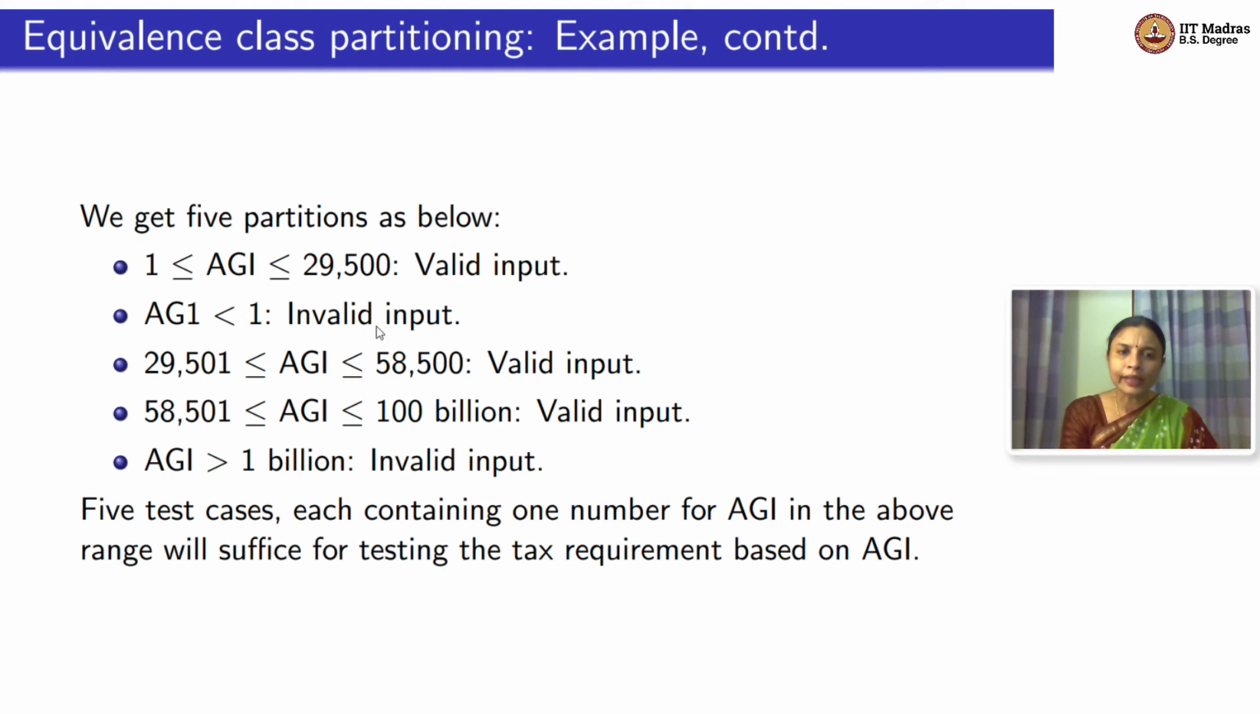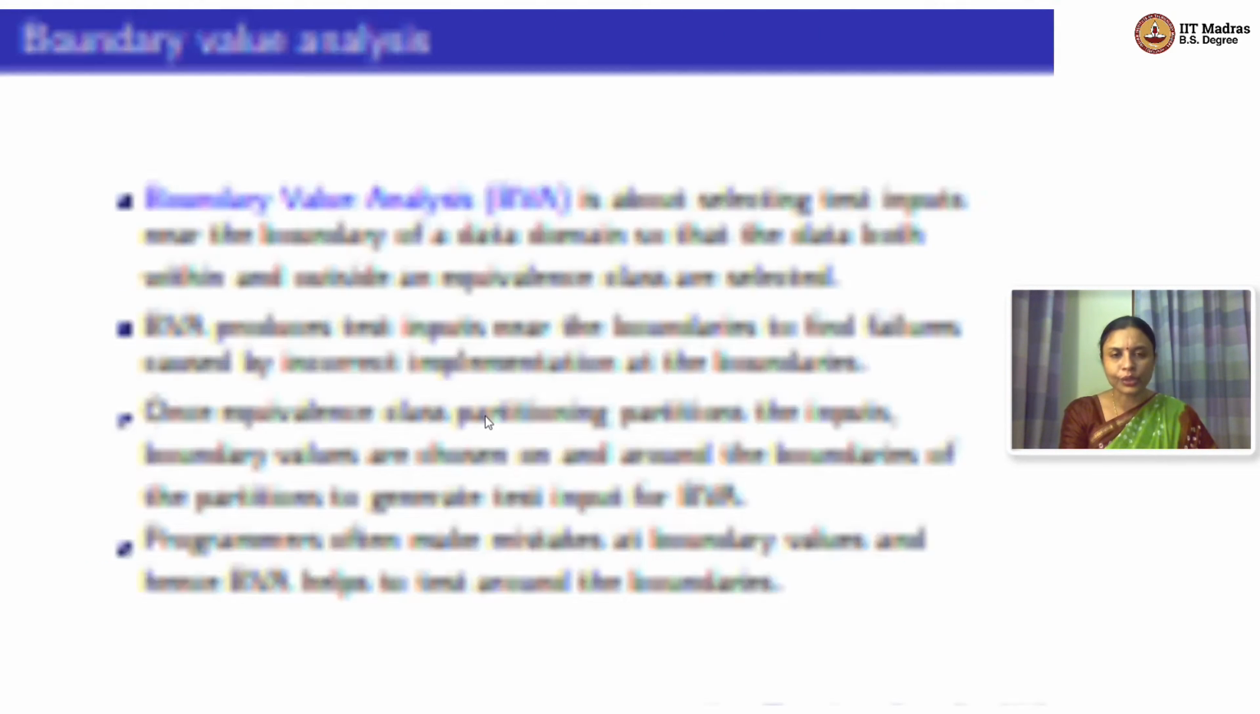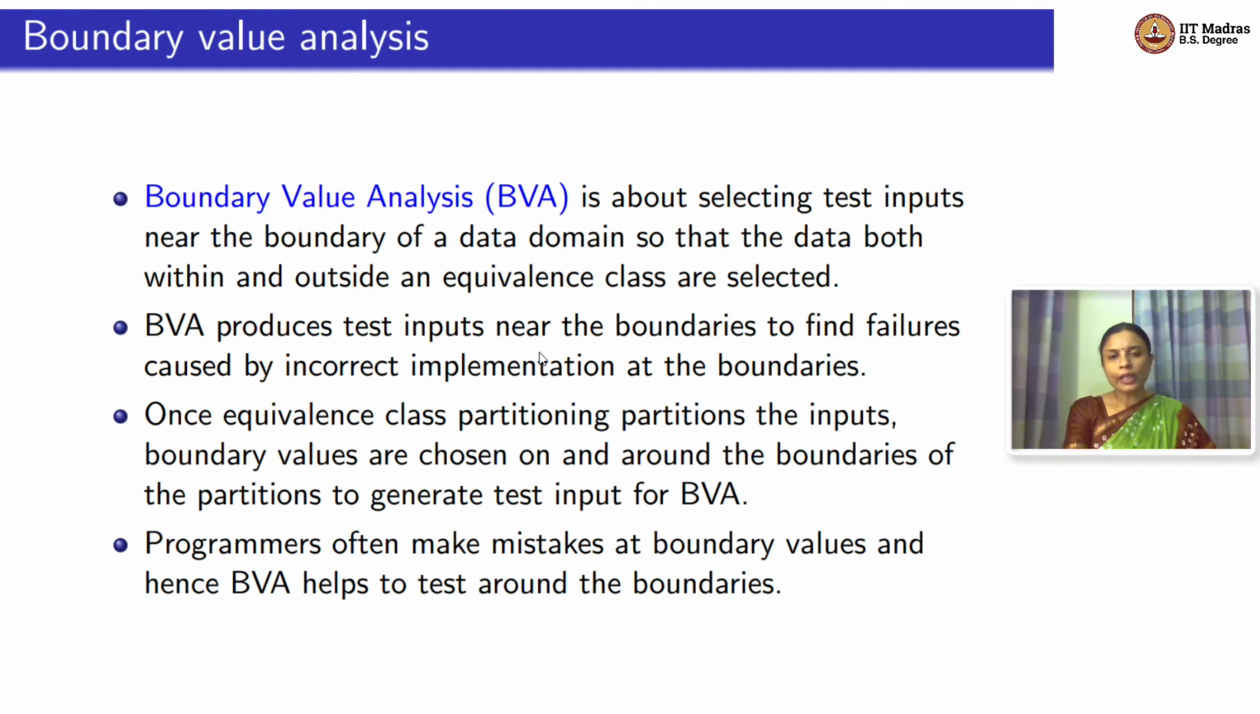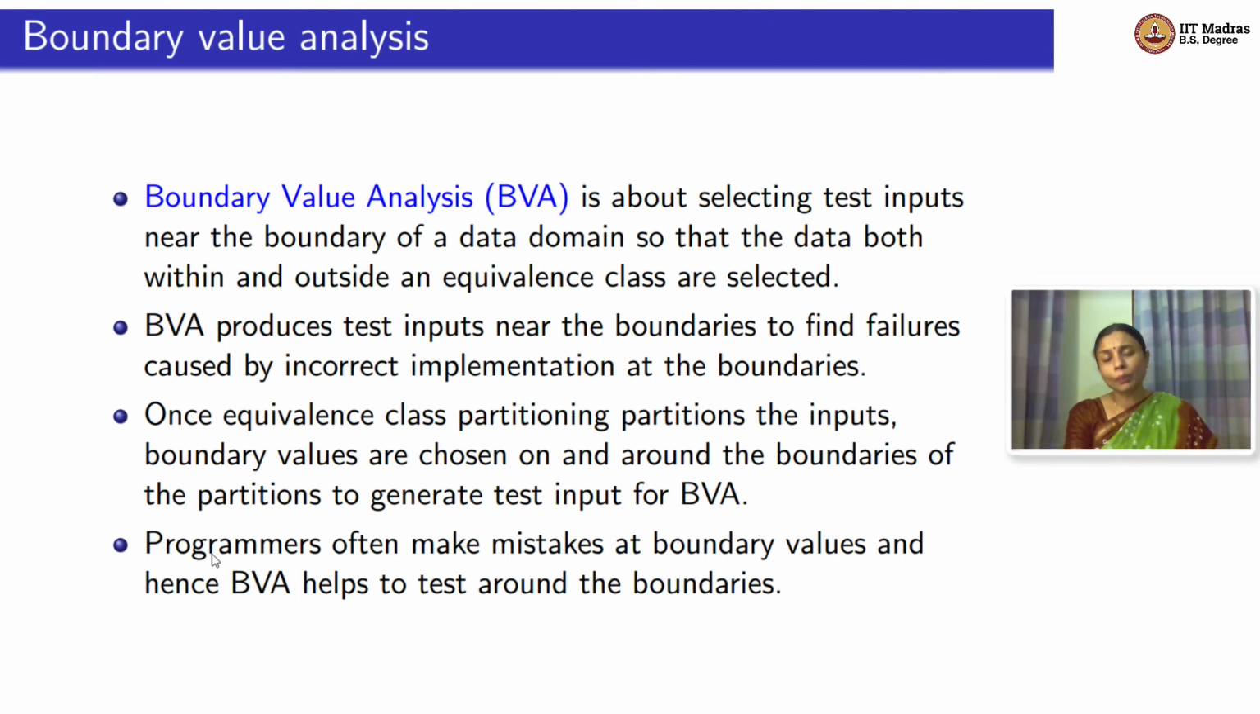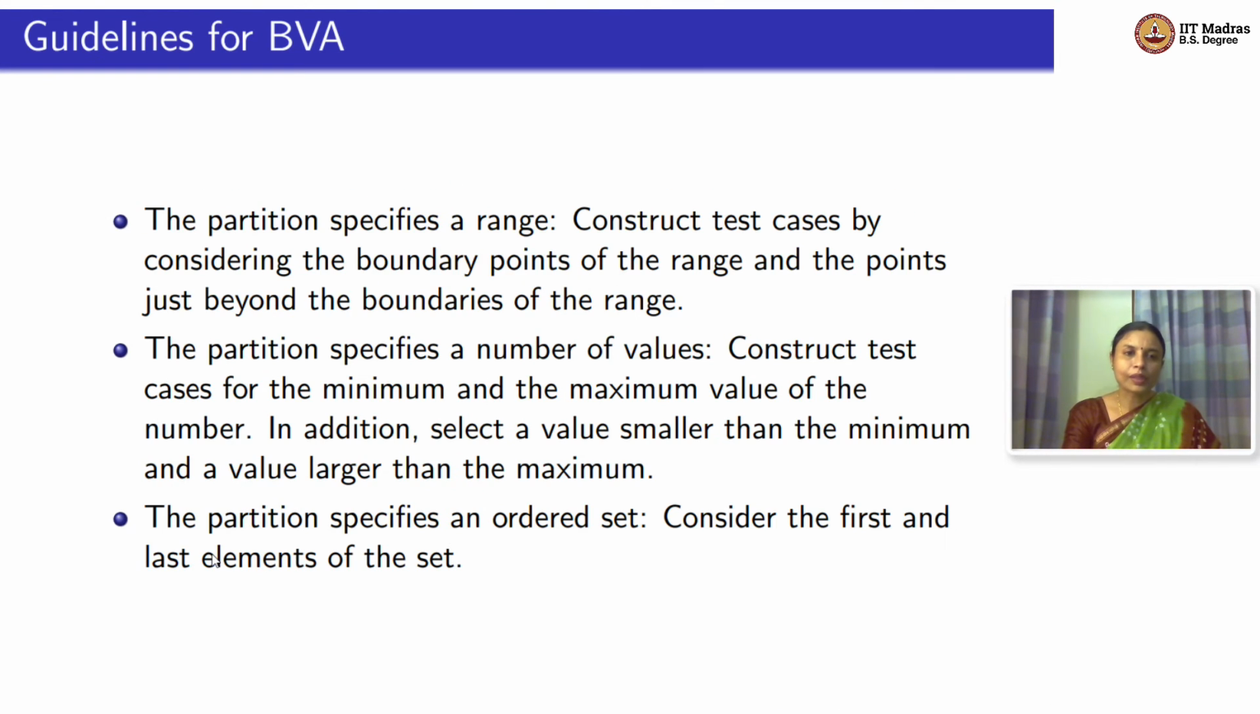What we call invalid inputs here constitute boundary values. Boundary values produce test inputs near the boundaries to find errors caused by incorrect implementation. Maybe the software worked fine for good values, but maybe it doesn't work fine outside the boundaries. Once equivalence class partitioning partitions the inputs, boundary values are chosen at and around the boundaries of the partitions to generate test inputs. Exactly like what we did here. Programmers typically make mistakes in handling the boundary value, so this kind of testing helps.